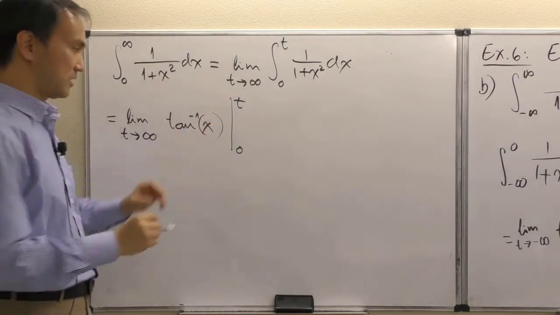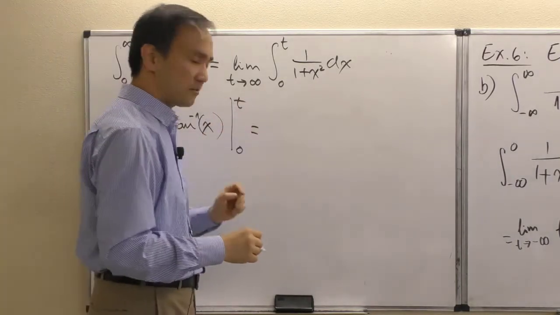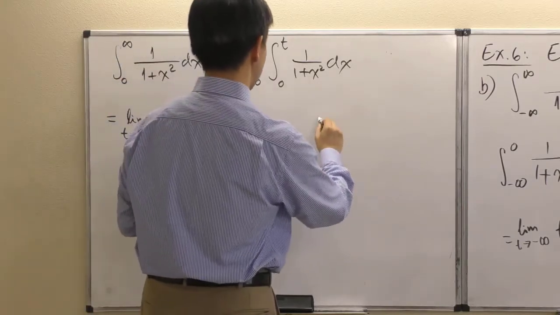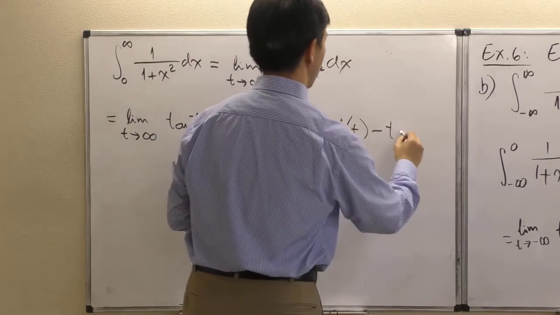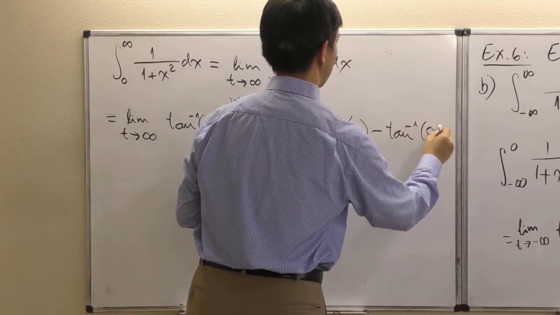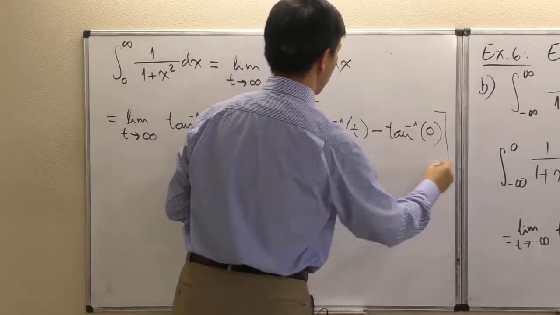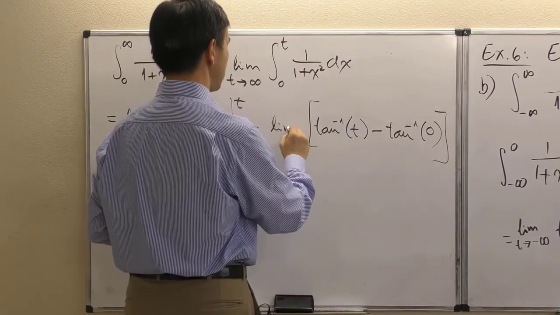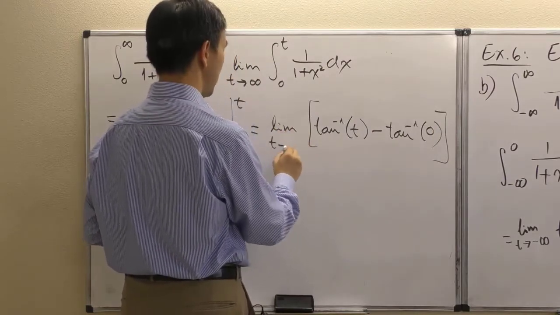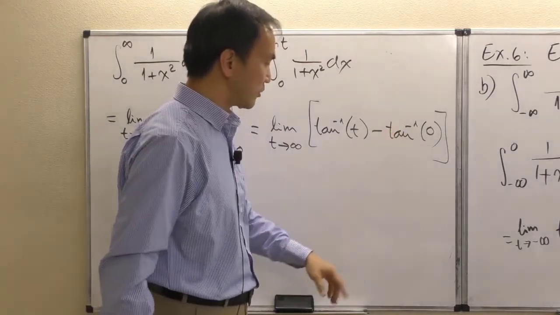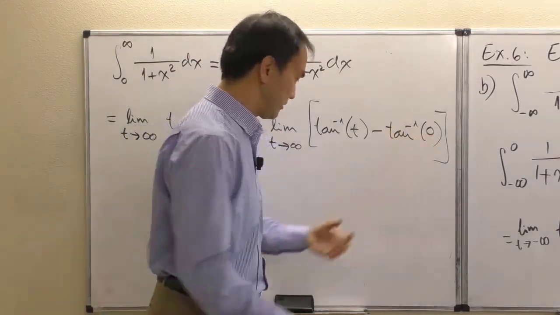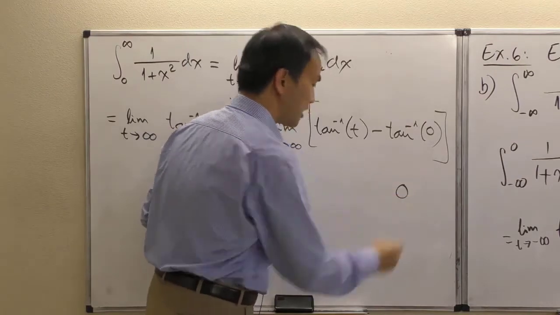And now in the next step, the fundamental theorem of calculus is going to happen here again: tangent inverse of t minus tangent inverse of 0, and I'm going to let t approach positive infinity. Very similar to the work we did earlier, this tangent inverse of 0 is going to give me a 0, and it's a constant.